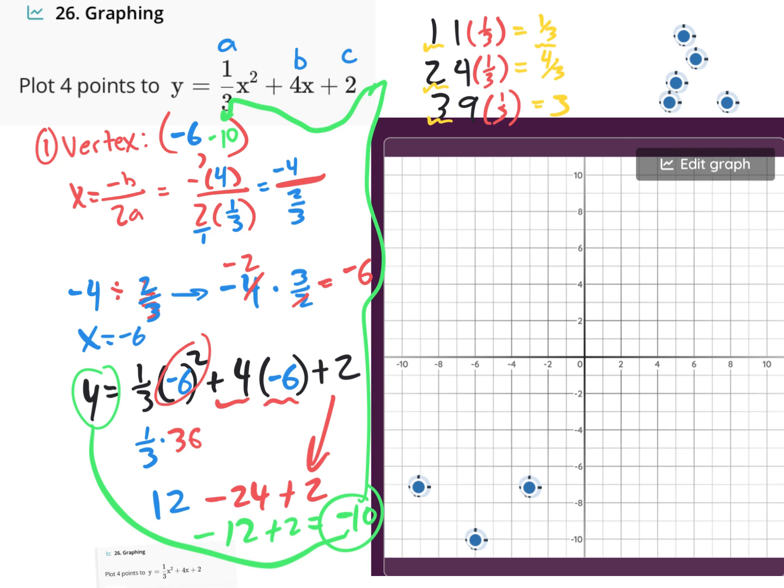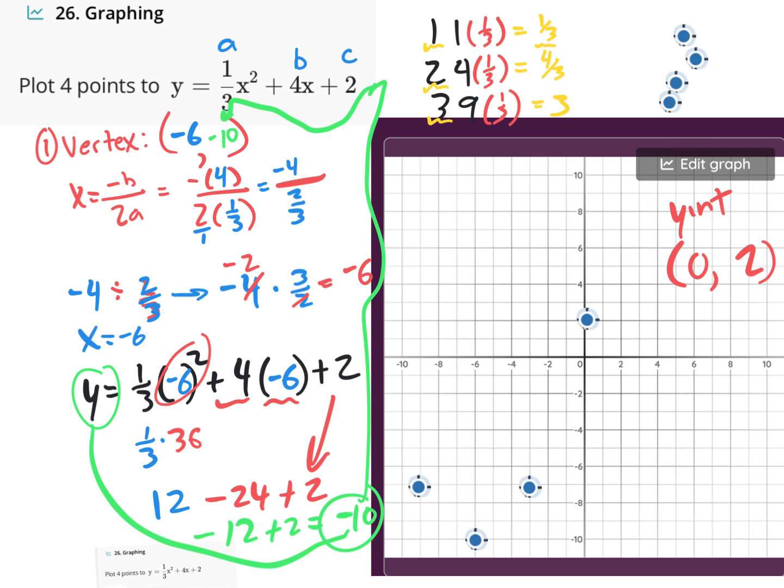It's the easiest coordinate to find on a standard form quadratic. The y-intercept. How do you find the y-intercept? You find the y-intercept by setting x equal to 0 and solving. And on a quadratic trinomial that's in standard form, when you set your x's equal to 0, everything becomes 0 except your c value. So your c value goes right here. So that would be 0, 2. That would be the location 0, 2.